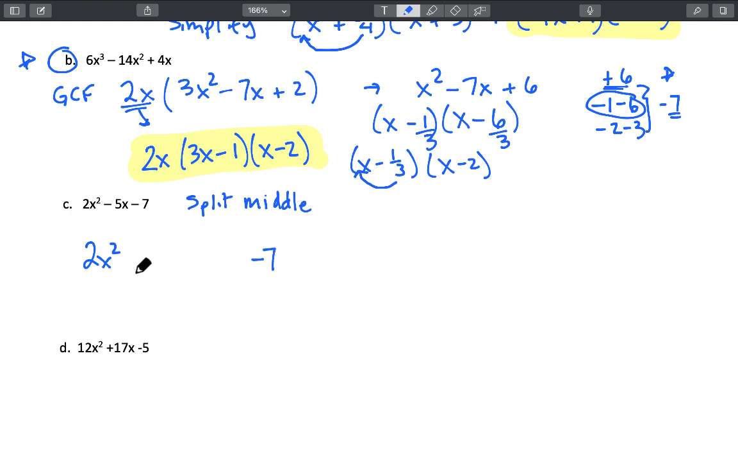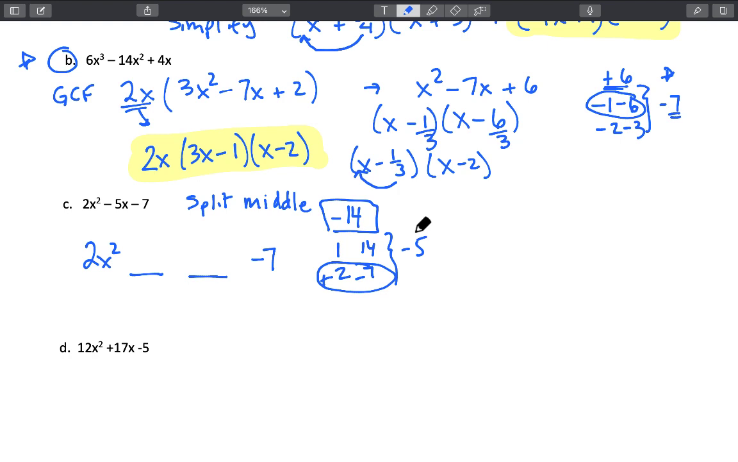Okay, now the two terms that come here in the middle are going to be found by taking 2 times negative 7. Okay, that's going to be negative 14. So I want factors of negative 14 that combine to give me negative 5. So think through your factors of negative 14. They have to be different signs. So 1 and 14 or 2 and 7. Well, we can get negative 5 by having a positive 2 and a negative 7. So these are my two factors I want to put here in the middle.